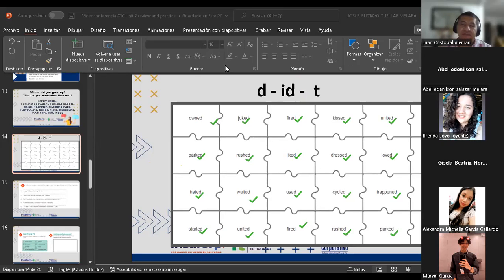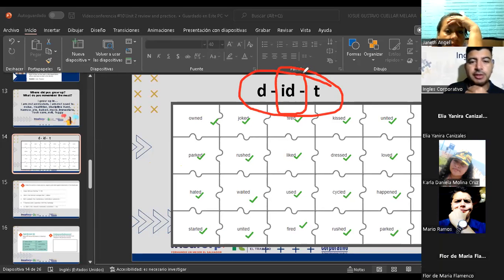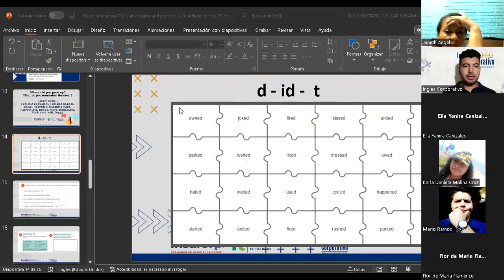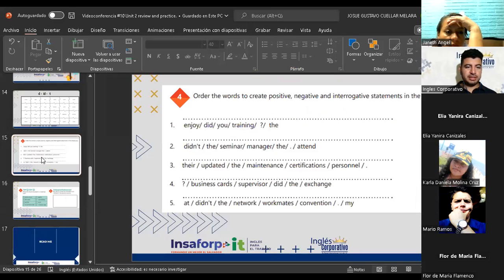Yes, I know that this is kind of confusing sometimes, but we have to be clear on this. We must be clear that there are only three types of pronunciation, okay? D, I-D, or T. Okay, and what do we have here? Let's see what we have here.